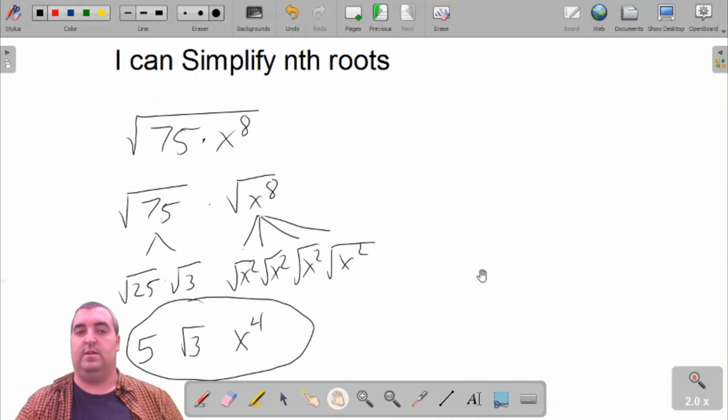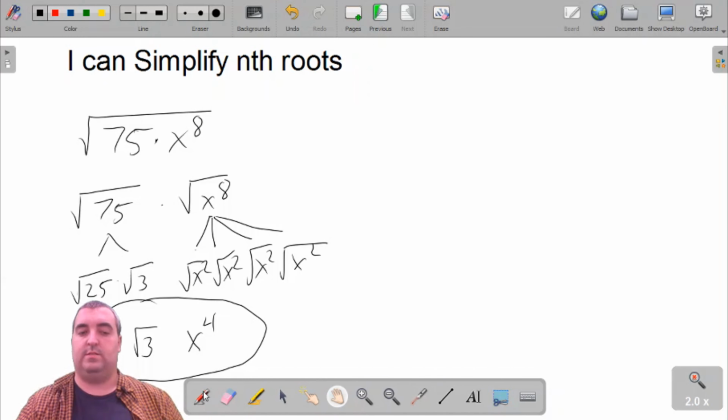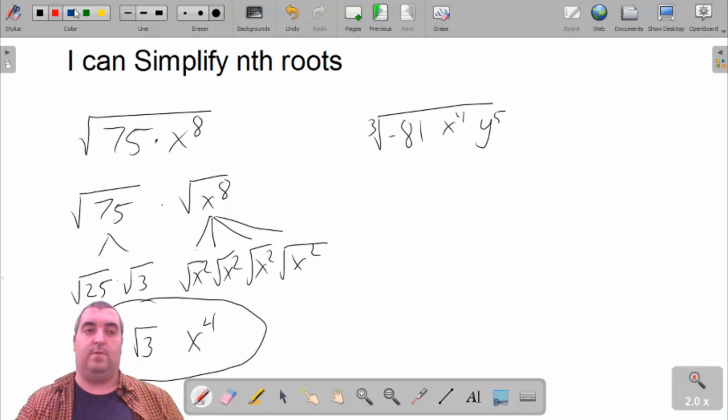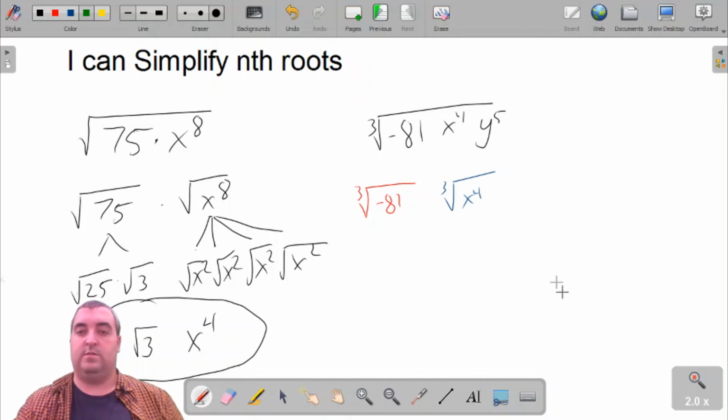So now let's throw in a cube root. With cube roots, it's the same idea, except you want to have them as perfect cubes. So we could break it up still. It's going to be the cube root of negative 81, the cube root of x to the 4th, and the cube root of y to the 5th.